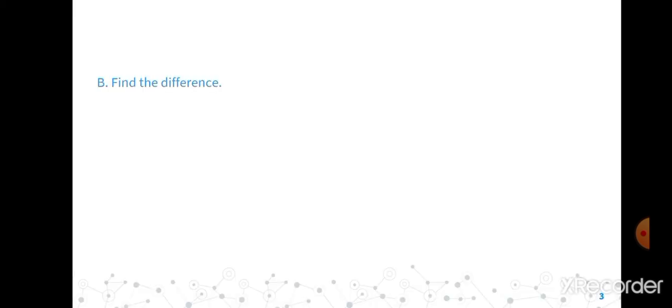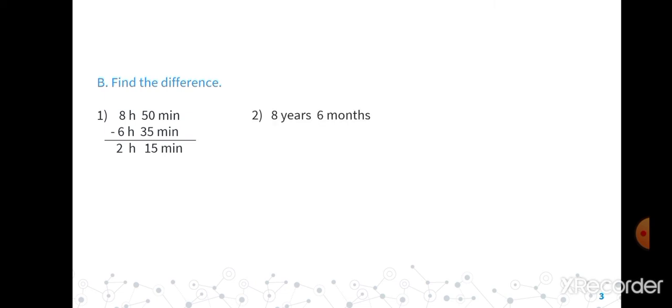Find the difference. Just now we have added, now we are finding out the difference. Now 8 hours 50 minutes minus 6 hours 35 minutes. Now 50 minus 35 gives me 15 and 8 minus 6 gives me 2 hours. Okay. Now the next question says 8 years 6 months minus 2 years 4 months. So we are subtracting as a whole number. 6 minus 4 gives me 2 months and 8 minus 2 gives me 6 years.